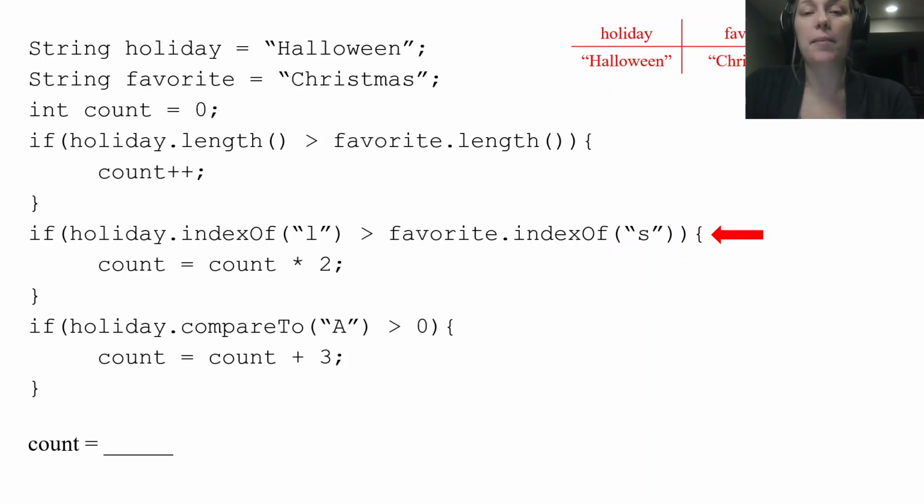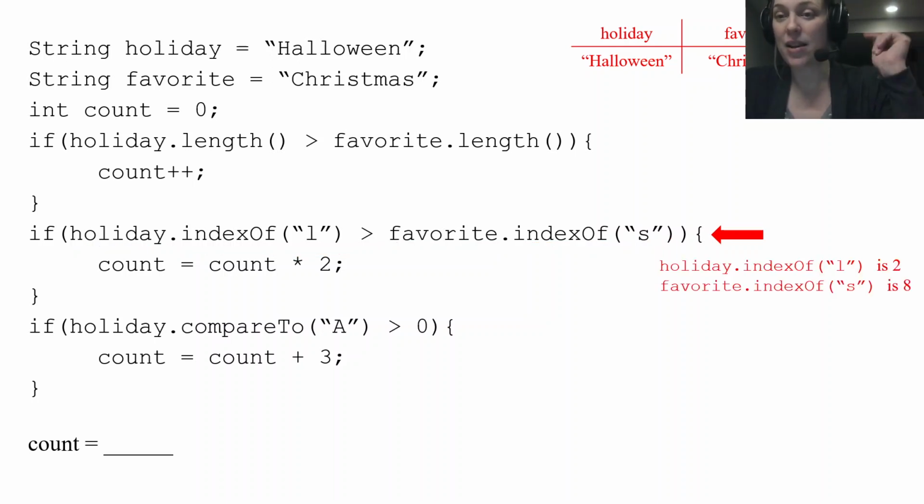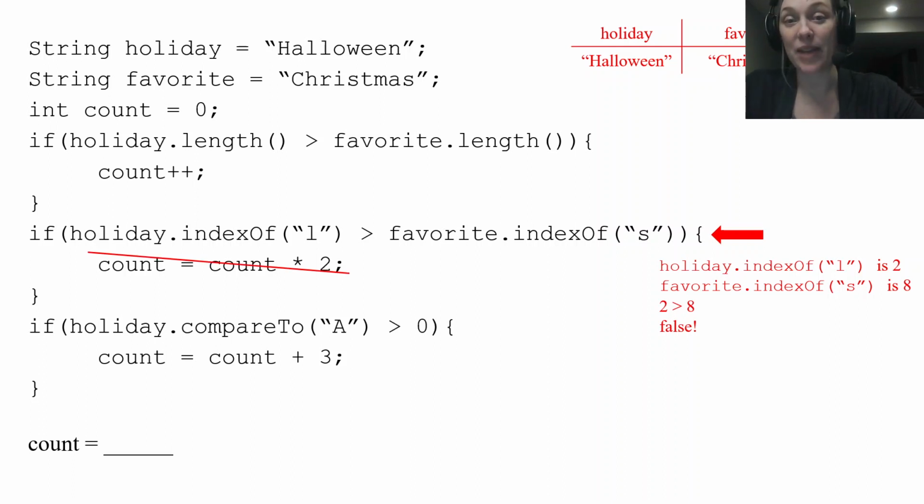This next one, dot indexOf. So holiday dot indexOf L. That's supposed to be an L. It looks like a 1 because of the font, but it's an L. So holiday, that first L occurs on index 2. Favorite indexOf S occurs on that last index of 8. So indexOf L is 2, indexOf S is 8. So the question is, is 2 greater than 8? False. 2 is not greater than 8, so that line gets skipped. So after those two if statements, count is still 0.